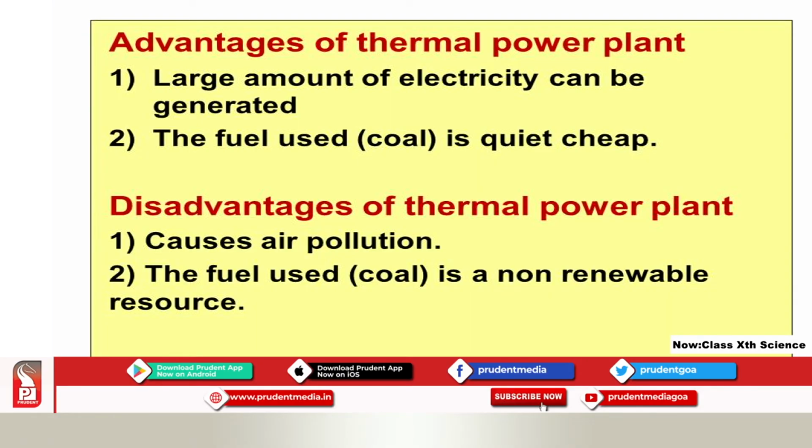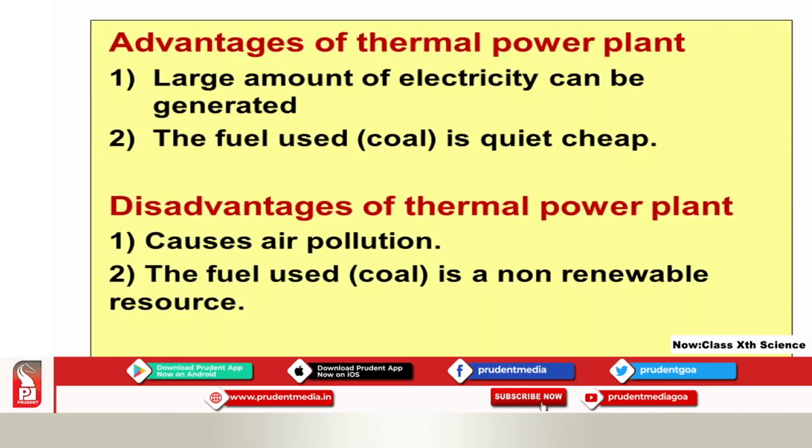Let us know about the advantages of a thermal power plant. We have already discussed that in our country the maximum amount of electricity is generated using coal. So, the first advantage here is that a large amount of electricity can be generated in thermal power plants. Second, the fuel used, that is coal, is quite cheap. So, we can afford the use of coal in thermal power plants. So, these are two advantages of having a thermal power plant.